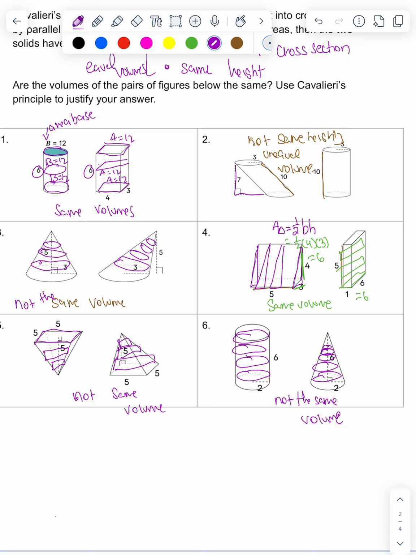On the cone, the circles get smaller as we approach the apex. So there's no way that all the cross sections can have the same area as the cross sections of the cylinder.